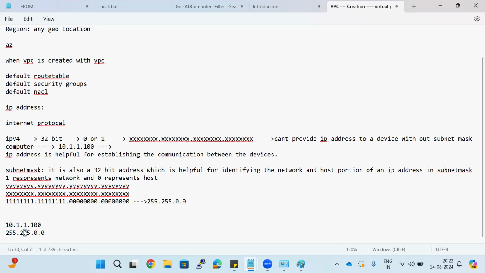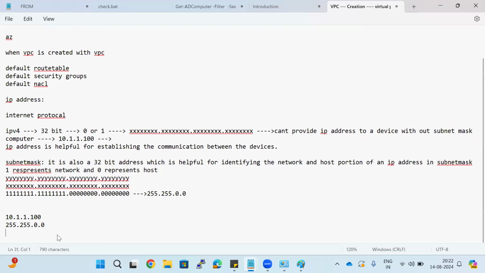What is the meaning of that? This 255 represents that the second octet of the IP address is also a network octet. So what is the deciding factor for the IP address, stating whether the first two octets, or the first three octets, or only the first octet is the network octet? Depending on the subnet mask, we can identify the IP address network.